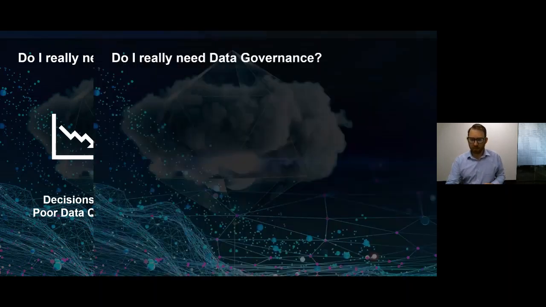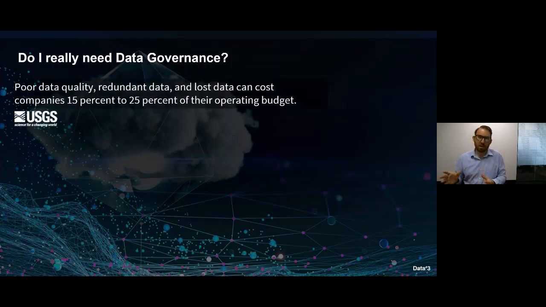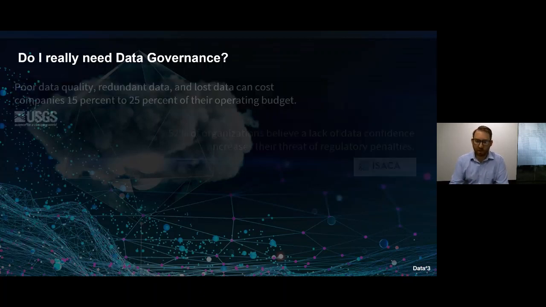And there are some stats to really hone that message in. The first one is from the United States Geological Survey, one of the science arms of the US government. They say that poor data quality, redundant data and lost data can cost companies 15 to 25% of their operating budget, which is quite significant.